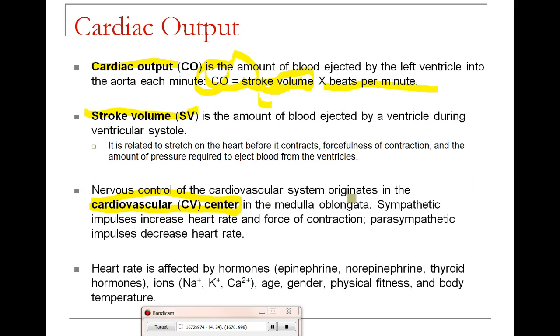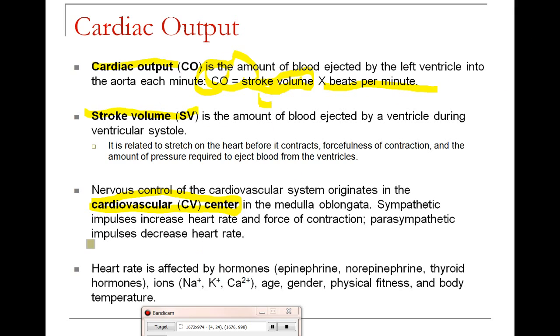Pretty much what it does is, if the sympathetic nervous system is turned on, it's going to increase the number of contractions, so increase your heart rate, and it's going to increase the strength of the contraction. The parasympathetic nervous system is going to slow it down.